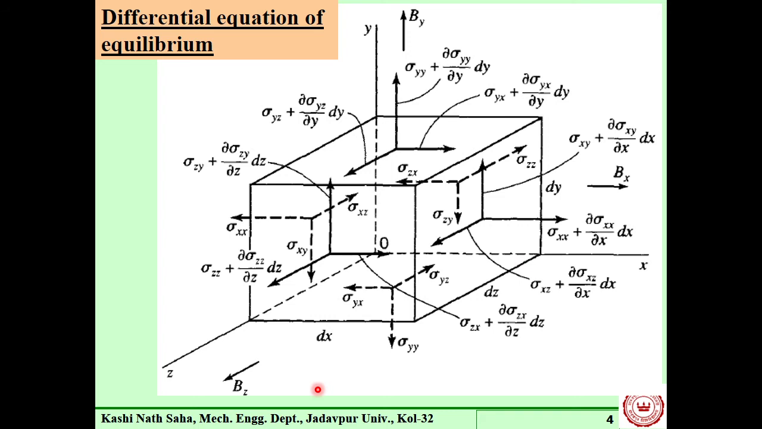So if we use the force balance condition, force equilibrium, along x, along y and along z, the summation of all the forces has to be 0. Now quite obviously this sigma xx and this sigma xx, they will cancel out. Only this differential part will remain.